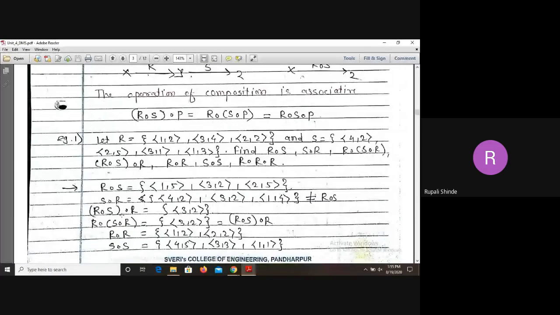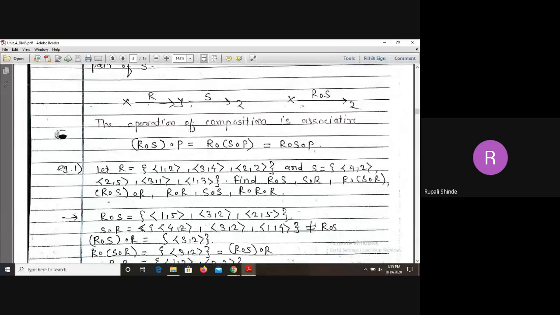Now check for the results of R composition S composition R and R composition S composition R. Both are containing the same ordered pair, 3 comma 2. That's why we can say that this composition operation is an associative operation. That is, in bracket R composition S composition P is equal to R composition in bracket S composition P, and this is equal to R composition S composition P.